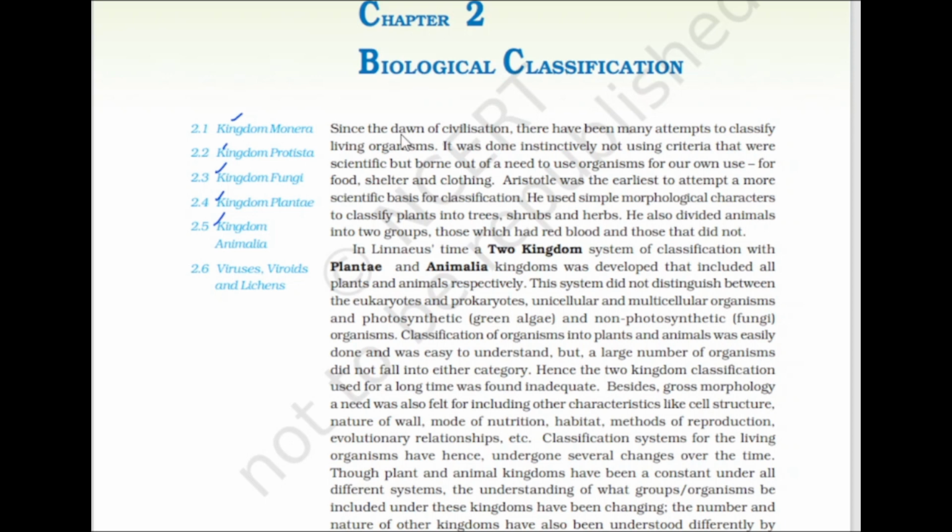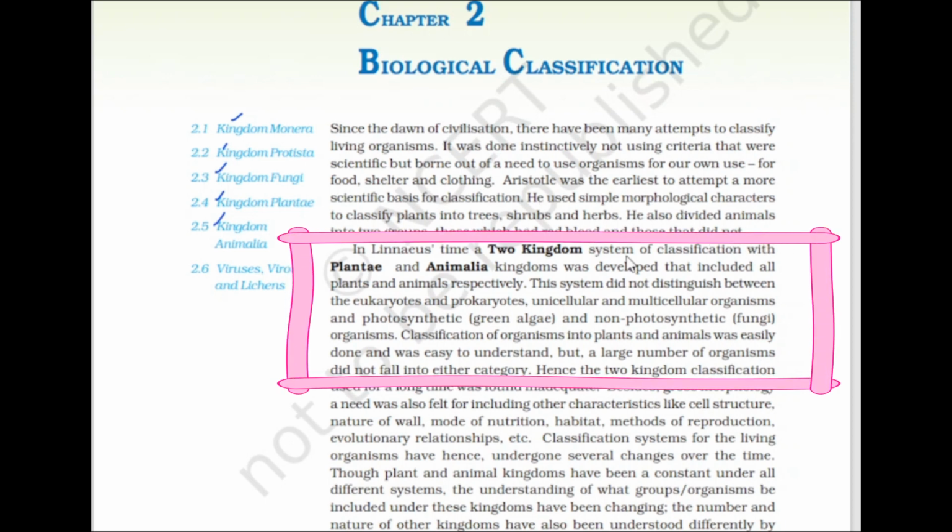In Linnaeus' time, a 2 kingdom system of classification with Plantae and Animalia kingdoms was developed that included all plants and animals respectively. In the Plantae kingdom we have all the plants, and in the Animalia kingdom we have all the animals. This system did not distinguish between eukaryotes and prokaryotes, unicellular and multicellular organisms, photosynthetic and non-photosynthetic organisms.